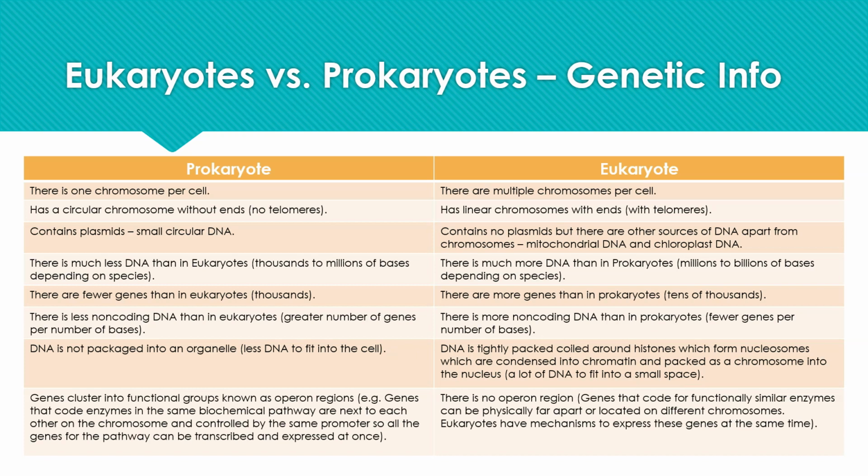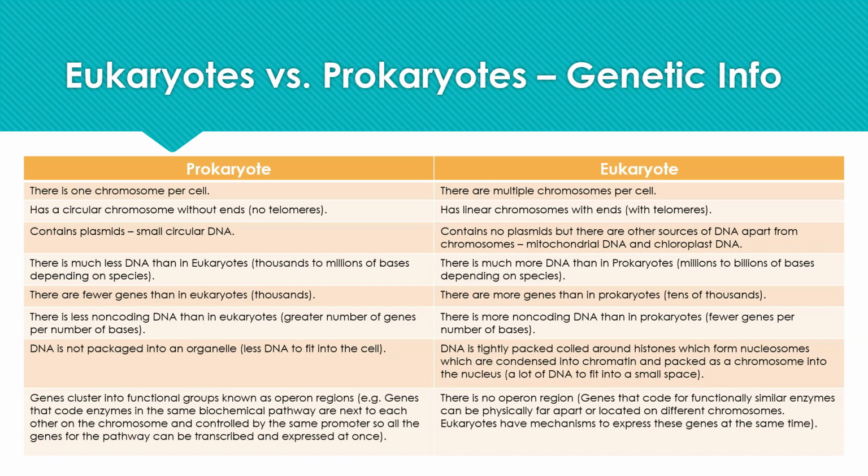Prokaryotes have nowhere near as much DNA as a eukaryote do. They're way more simple organisms. So a prokaryote is going to have only thousands to millions of bases, depending on the species, whereas a eukaryote, we're talking millions to billions of bases, again, dependent on the species. So it's much more complex, and they have much more genetic information in them.